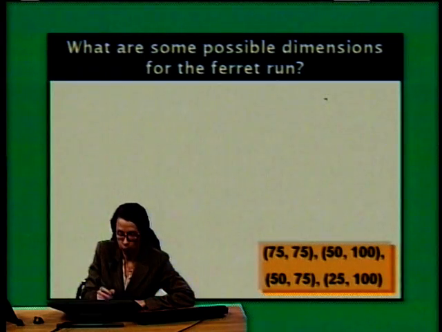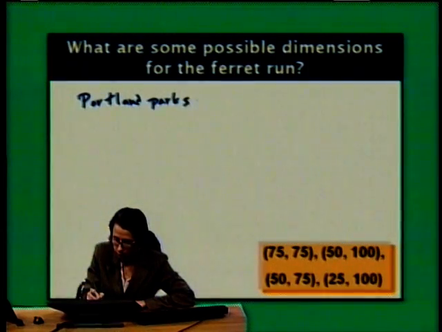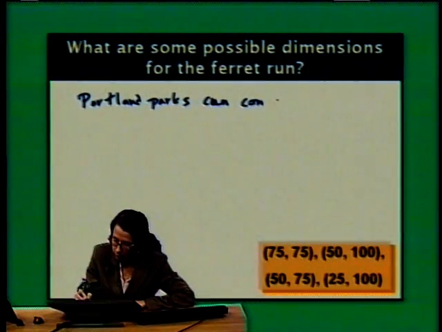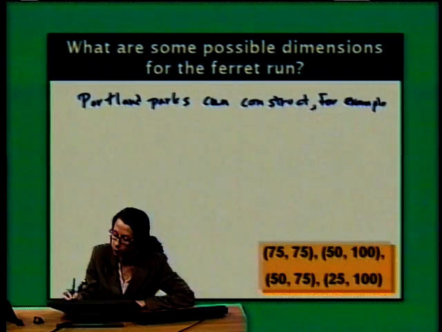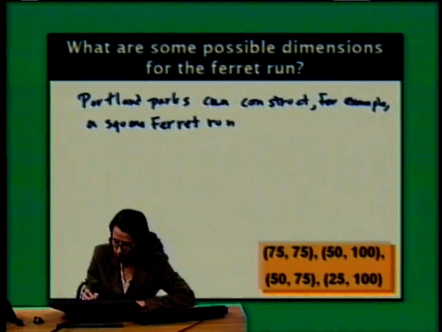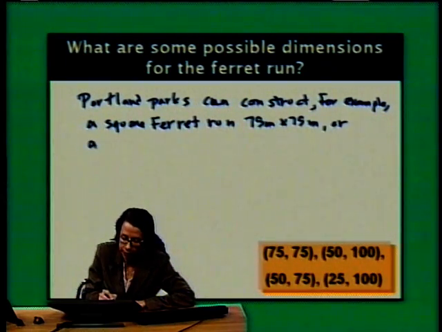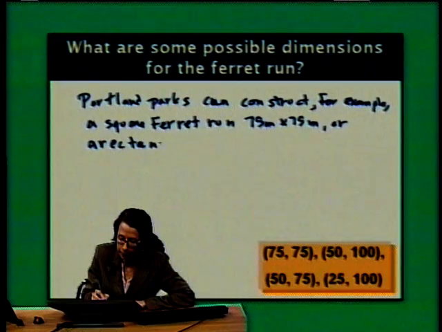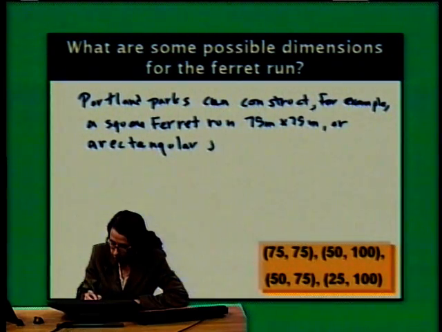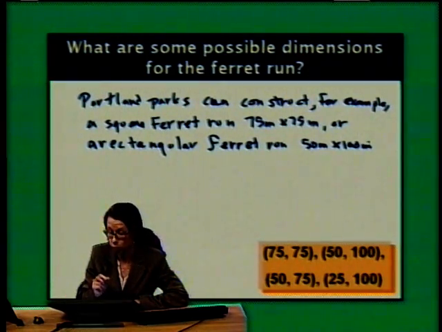So one of the things we noticed is that Portland parks can construct, for example, because there's lots of possibilities, a square ferret run, 75 meters by 75 meters, or a rectangular ferret run, 50 meters by 100 meters. And in this case, they'll use all their fencing.